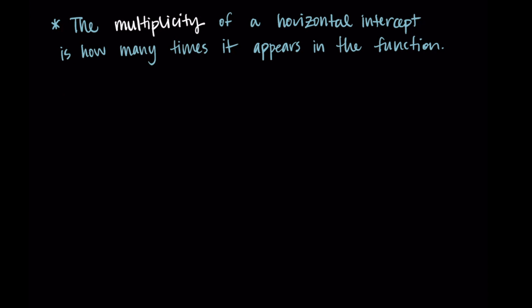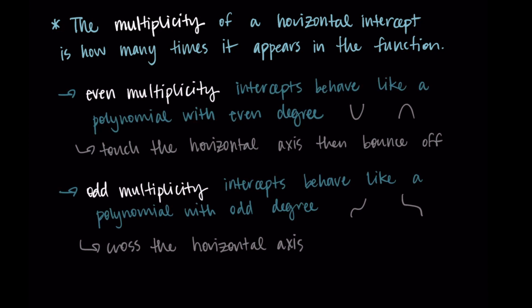First though, when we're talking about the multiplicity, or how many times the intercept appears in the formula of the function, we divide this into being an even multiplicity or an odd multiplicity. The idea here is that an even multiplicity intercept will behave like a polynomial with even degree. So near that intercept, it's going to behave like an even degree polynomial where both sides go up or both sides go down. This means that at that horizontal intercept, the function will touch the axis and then bounce off.